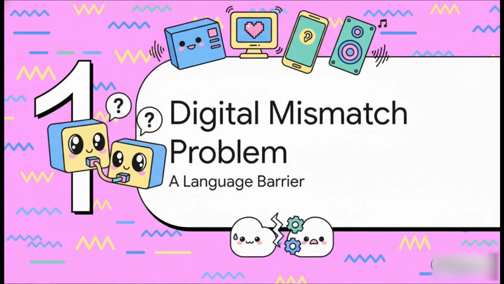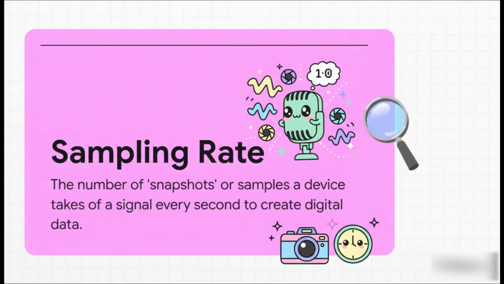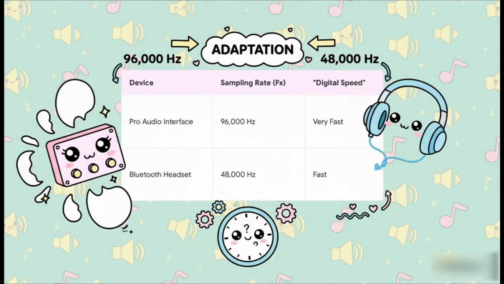So the core of the issue here is what we can call the digital mismatch problem. Honestly, you can just think of it like a language barrier. Different devices speak digital at different speeds, and if they can't understand each other, you end up with errors and distortion and all sorts of nasty stuff. That digital speed we're talking about, that's the sampling rate. It's just the number of times per second a device takes a little snapshot of a sound wave to turn it into ones and zeros. It's kind of like a camera's shutter speed, but for audio. A higher sampling rate means more snapshots per second, which gives you a much more detailed digital picture of the sound.